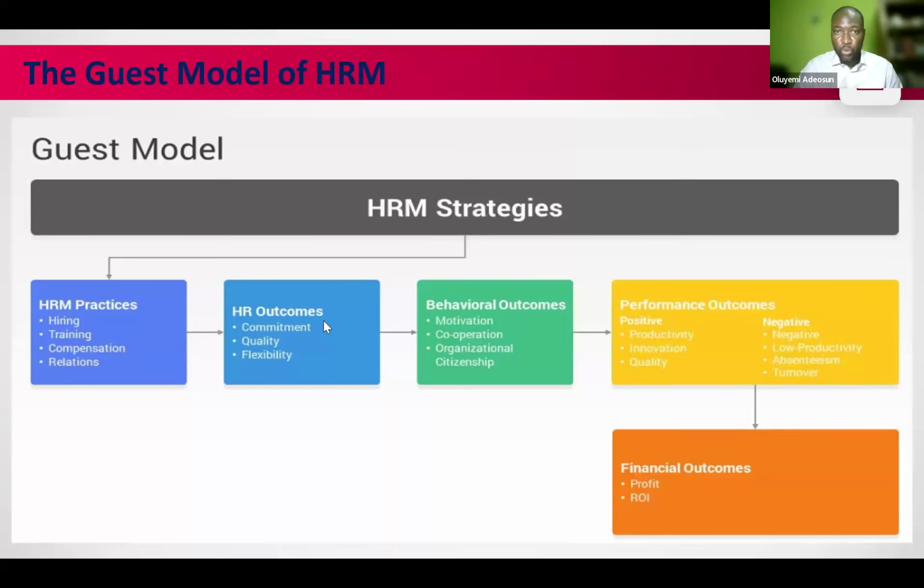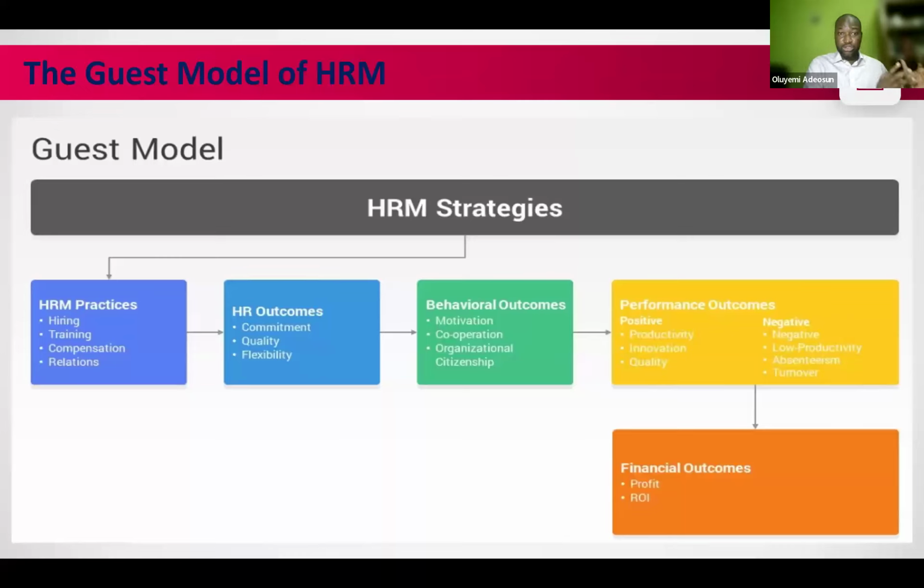So wrapping up with the Guest model, again, at the upper echelon is the strategy. And there are six different components. The first component is the strategy or strategic intent of the organization. That strategic intent will feed into HR practices, some of which include hiring. So it will determine the kind of talent, the quality, how much you are willing to pay, and so on and so forth. The kind of training, learning and development interventions that we need to put in place. The kind of compensation and rewards approach, strategy we need to put in place. And the way we will engage and relate with the employees.